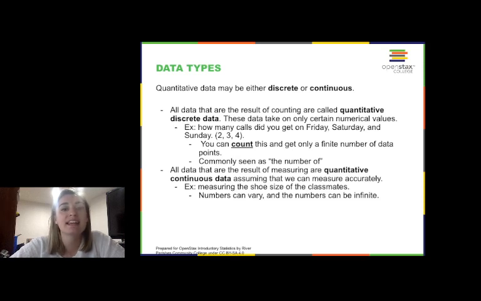Now we're on to quantitative continuous data. Assuming that we can measure it accurately, it's all of the data that are the results of measuring. So if you're measuring the shoe size of your classmates, right, well, you can have infinitely many variabilities of shoe size. And the numbers are infinite. So it's, for example, height or weight, right? We're not going to count height. We're not going to count weight. This number is various, and like I said, it can be infinite number of many answers to the quantitative continuous data set.